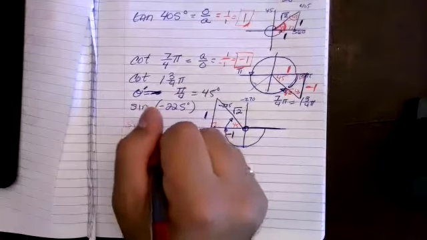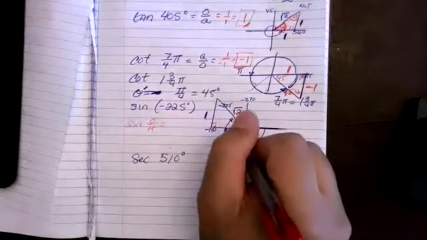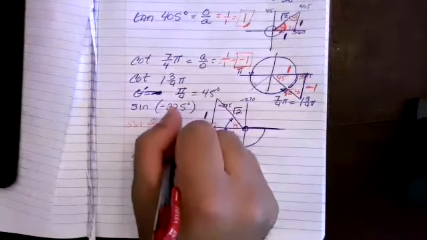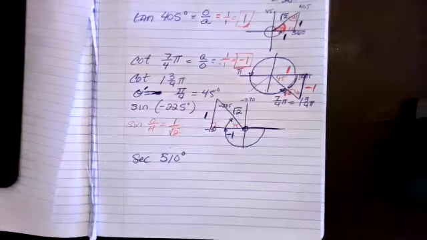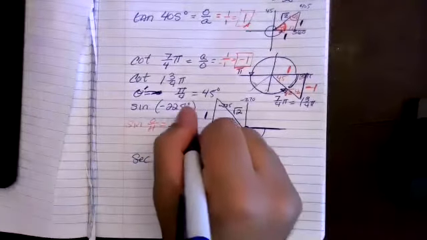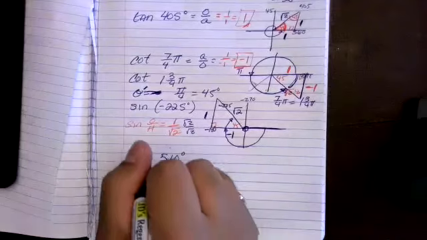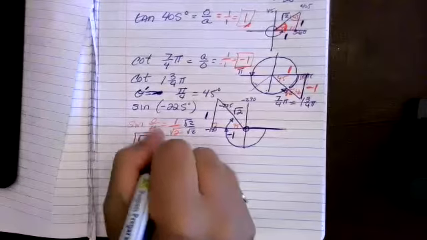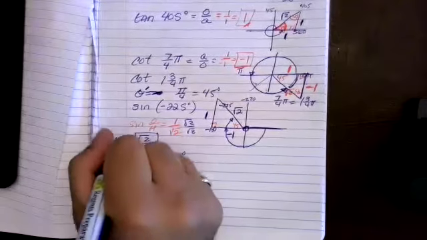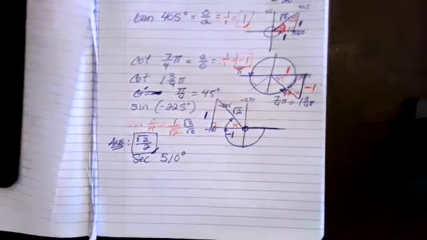Sine is my opposite over my hypotenuse. So my opposite is 1, my hypotenuse is radical 2. So I have to rationalize this denominator. So my final answer here is going to be radical 2 over 2.